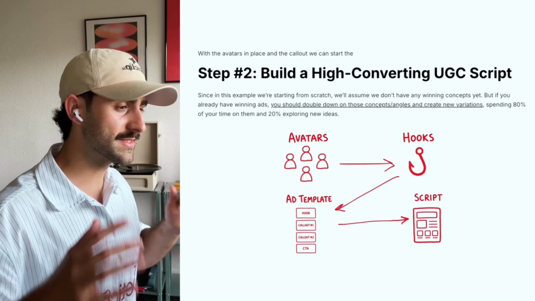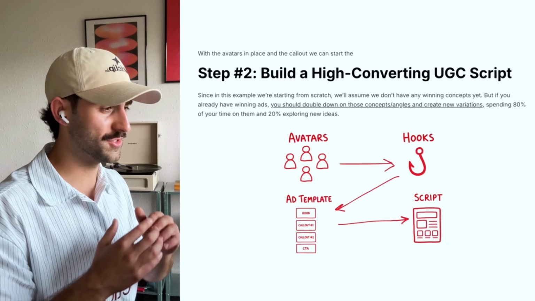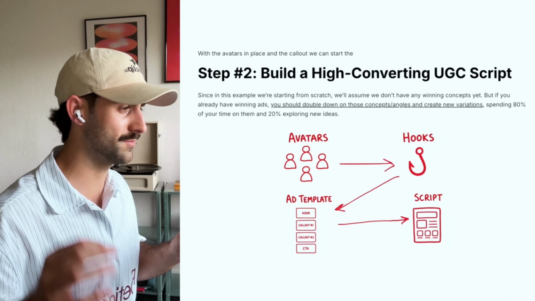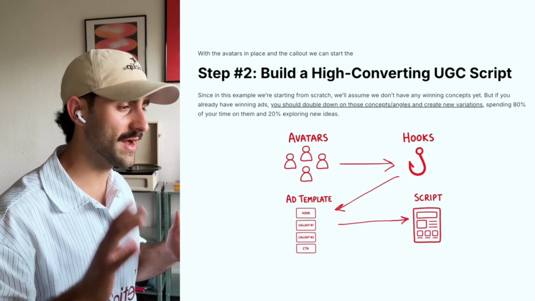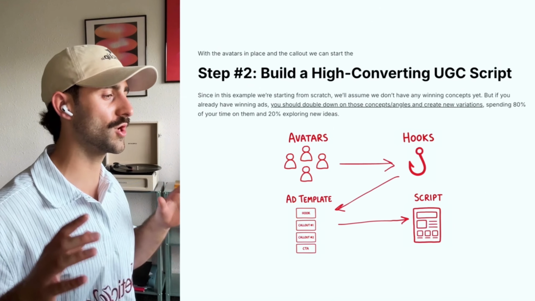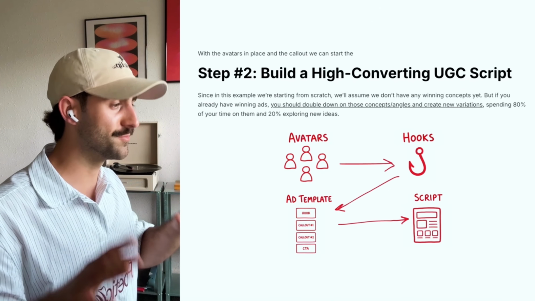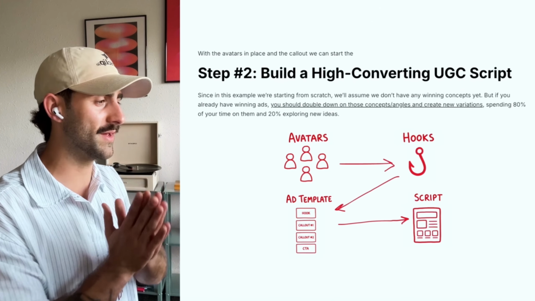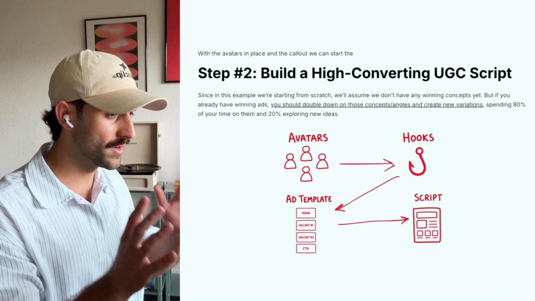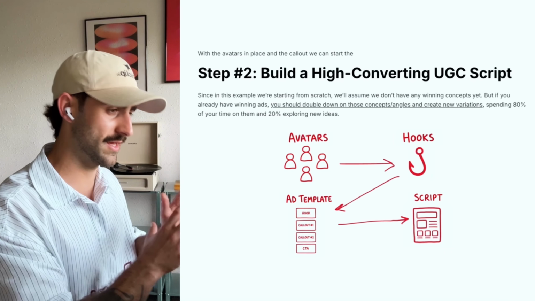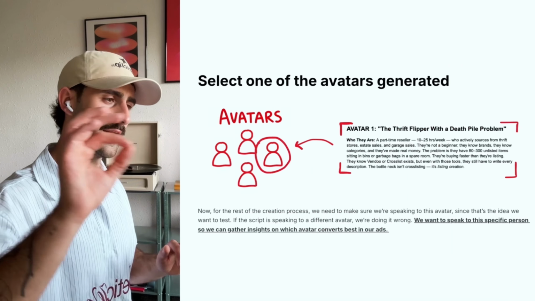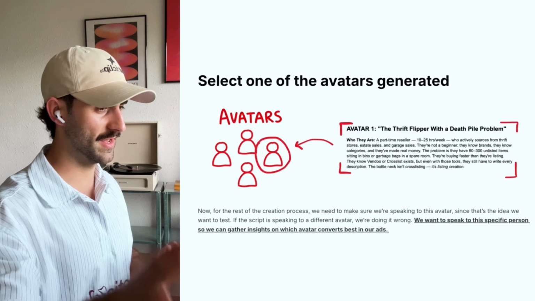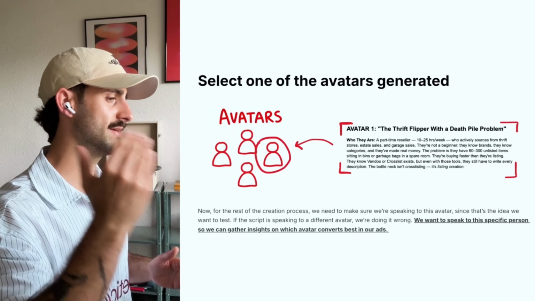scripts. Since in this example we are starting from scratch, we'll assume we don't have any winning concept yet. But if you already have winning ads, you should double down on those concepts and angles, and create new variations. Because we always need to spend 80% of our time on the winning concepts and just 20% of the time exploring new ideas. Select one of the avatars generated. In this case, we're going to select avatar number 1.